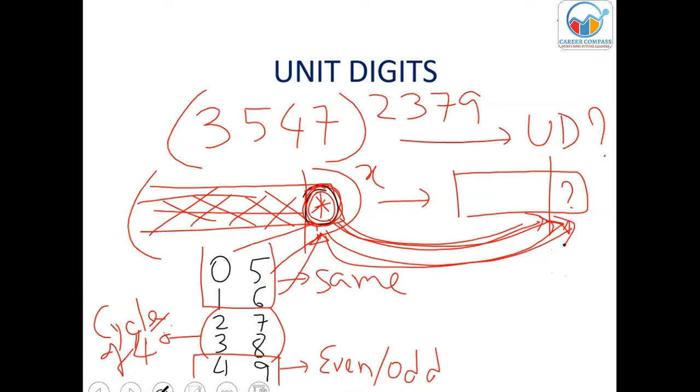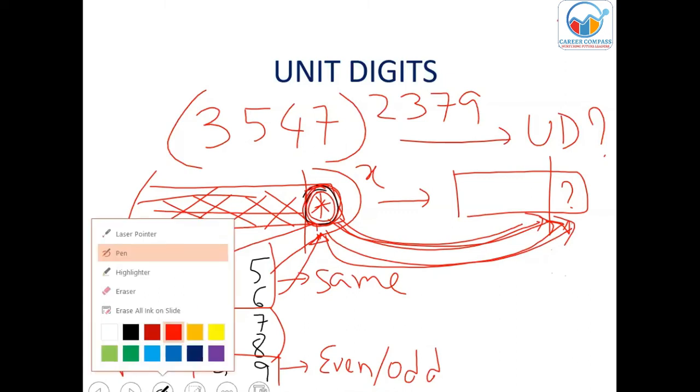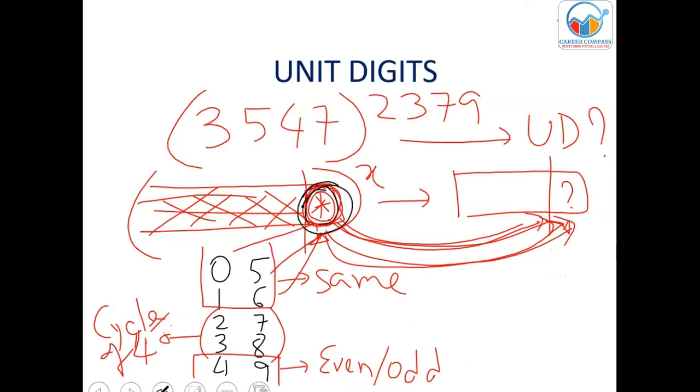So what are we saying? We are saying if this is 0, then this will be 0. If this is 1, this will be 1. If this is 5, then this will be 5. If this is 6, then this will be 6. Which means 0 refers to 0, 1 refers to 1, 5 refers to 5, 6 refers to 6. So which is why I'm writing same.